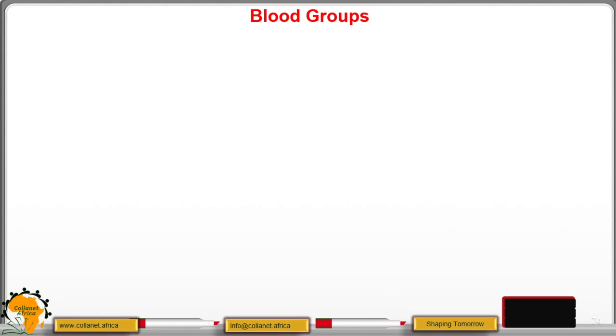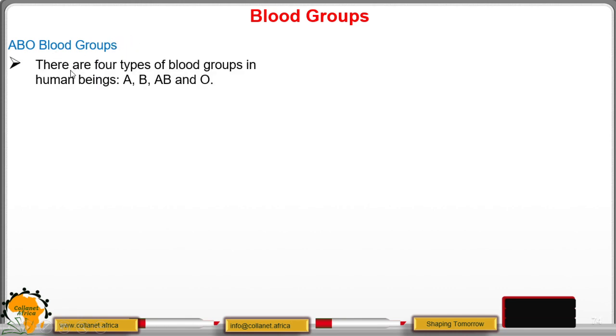This is our second last lesson in transport. Very interesting. We want to talk about blood groups. Do you know your blood group as an individual? So the human beings have what we call the ABO blood group system. And there are 4 types of blood groups in human beings.